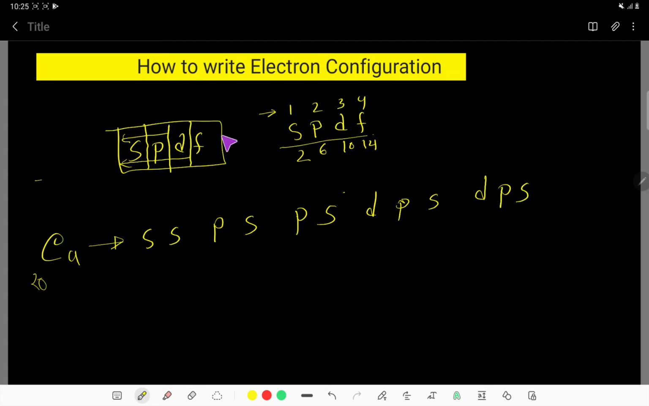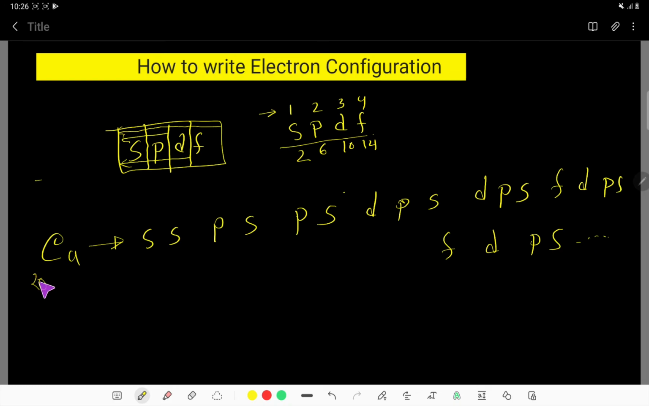And then you have to write fdps. You can write fdps more than twice. So what is the sequence that you need to memorize? Say with me: ss, ps, dps, fdps. That is, look, ss, ps, dps, fdps.